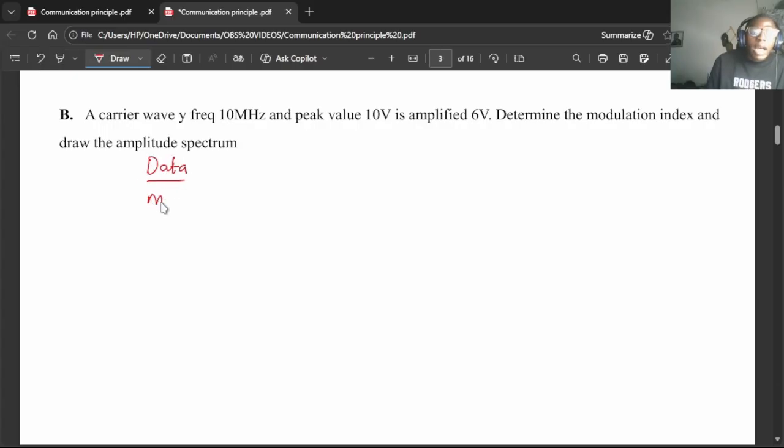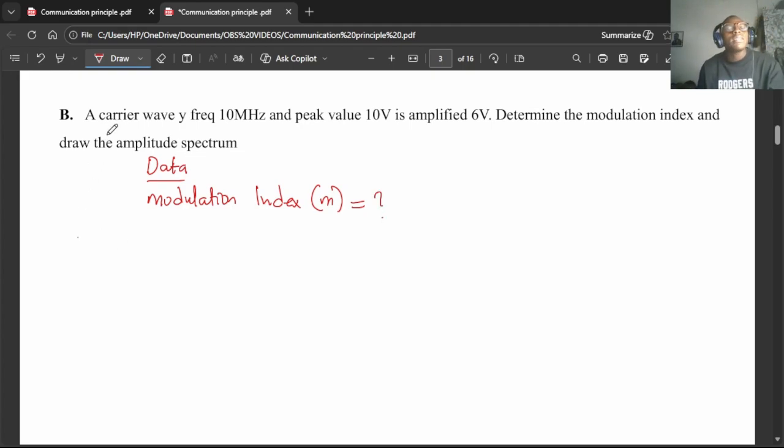Now the first thing you were asked is the modulation index, and your modulation index is denoted by small letter m, and we don't know this parameter. What's the next one? Remember, from the first thing we have here, they said a carrier wave of frequency 10 millihertz. What is that telling you? This is simply telling you that you are given a carrier frequency. So we have a carrier frequency here.